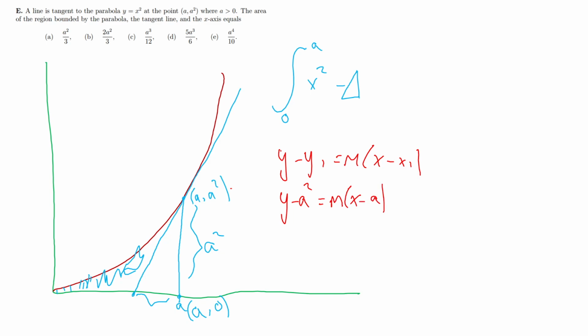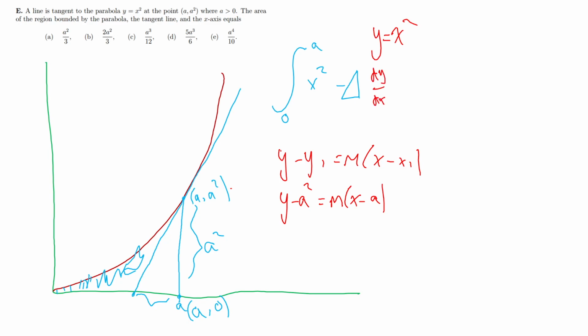But we don't know our gradient, and we need to work it out. And our gradient is not difficult to work out. If you want to work out the gradient at any point on a line, you differentiate the equation of the line and then plug in the point you're looking for. So our line is y equals x squared.